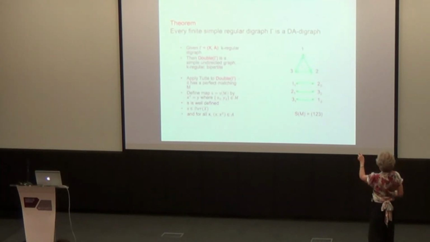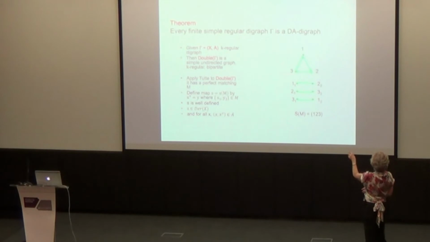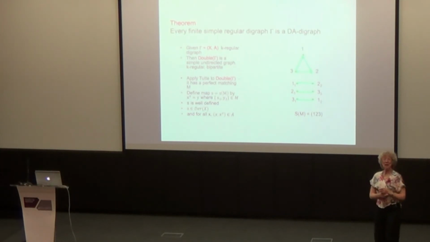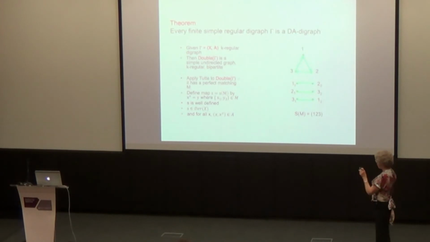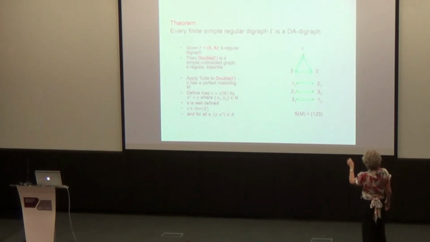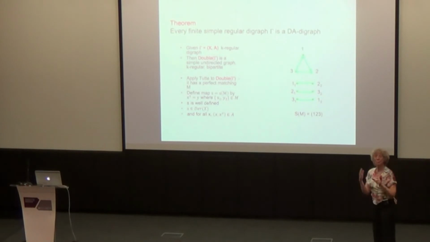Let me show you this picture. Here is an example. This is a finite, regular, simple digraph, outvalency 1. And if I do what I said before, I have an arc 1, 2, so I get an edge from 1 sub 1 to 2 sub 2. The arc 2, 3 gives me an edge 2 sub 1 to 3 sub 2. And the arc 3, 1 gives me an edge from 3 sub 1 to 1 sub 2. So that's my doubled graph.